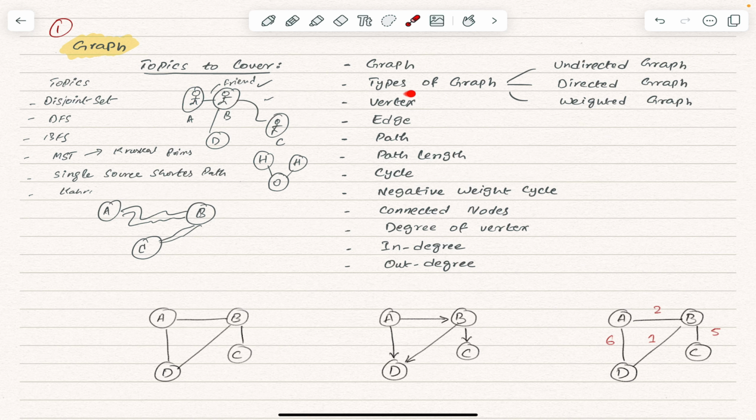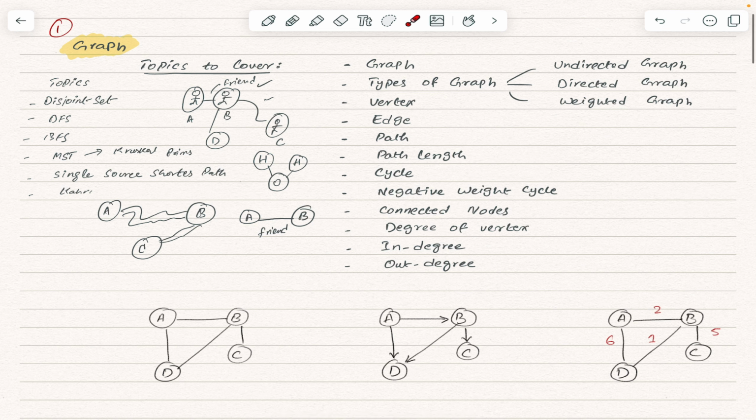Now we talk about the types of graph. There are three types of graph actually. Undirected graph. Undirected graph means that, let's suppose, there is a person A and there is a person B, and they both are friends. Once A is a friend of B, then B is also a friend of A. In that case, we show that relation with a straight line without making an arrow. It is bidirectional. So in that case, we call this an undirected graph.